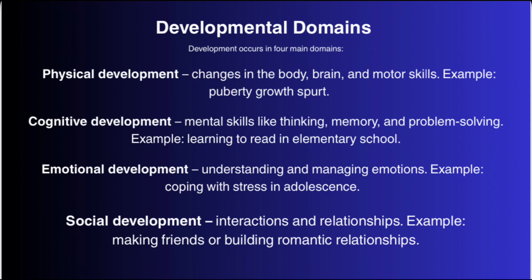Number three, we have emotional development: understanding, expressing, and managing emotions. Example, learning to handle frustration when losing a game or managing anxiety before exams. Number four, we have social development: forming relationships, social rules, and teamwork. Example, making friends in school, joining clubs, or maintaining a professional relationship as an adult.